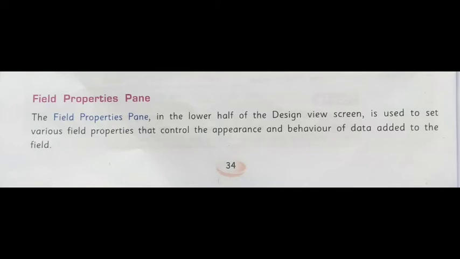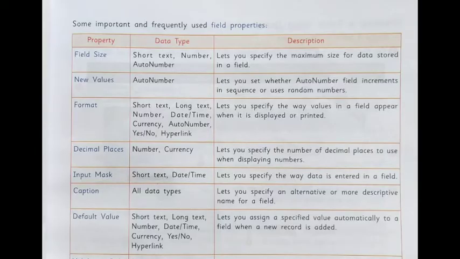Field Properties Pane. The Field Properties Pane in the lower half of the Design View screen is used to set various field properties that control the appearance and behavior of data added to the field. Some important and frequently used field properties: Field Size, for data types short text, number, and auto number.